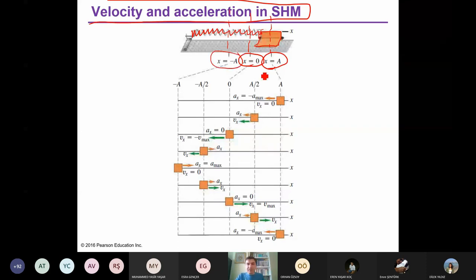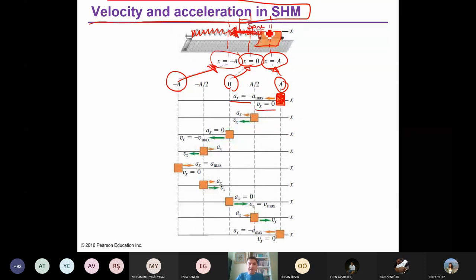So let's consider we are starting from the maximum stretch position. This is A, and this is equilibrium. And this is the maximum compressed position, negative A. So we are starting from this position. Just consider the system is at rest here, and velocity is zero. What about the acceleration? Acceleration is in the negative x direction because this spring will apply a restoring force in this direction. This is the F spring. So since force is in this direction, then we have acceleration in this direction, and velocity is zero here because the system is at rest here.